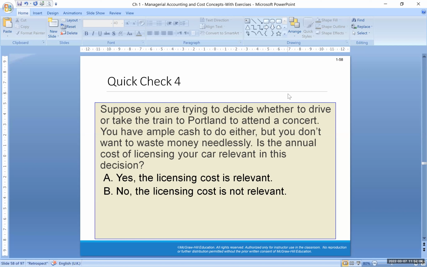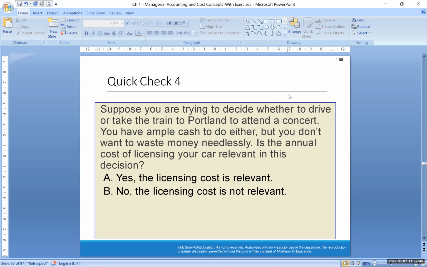Quick check number 4. Suppose you are trying to decide whether to drive or take the train to Portland. You have ample cash to do either, but you don't want to waste money. If we are talking about the annual cost of licensing your car, is the annual cost of licensing your car relevant in this decision? For a decision if we choose to drive or to take a train, and I'm thinking about the annual licensing of my car, will this be relevant?